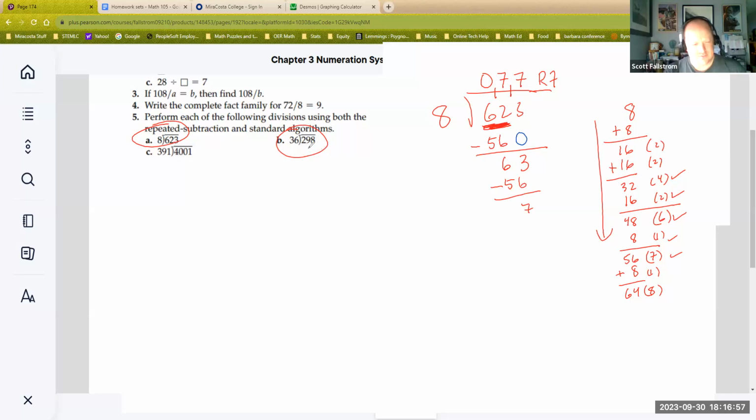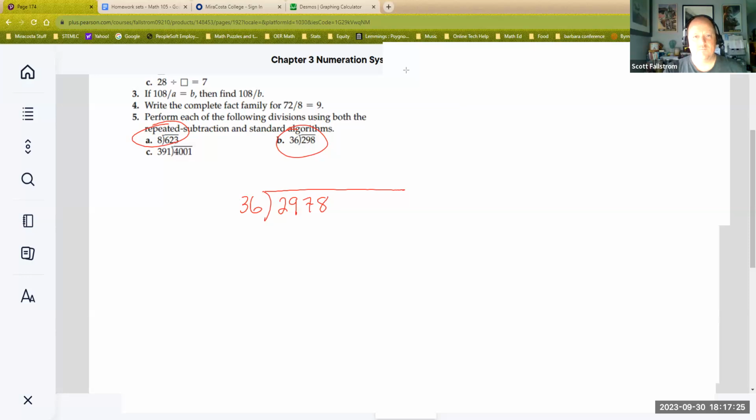Let's go to this one. This is not one I probably would have put in here, but let's go with a little bit of a bigger number then. Let's do 36 divided into, what do I want to do? 2,978. So I'm going to make this bigger. And the reason I'm making it bigger is you don't often see the reason to do something like what I just showed with the eights until you see a question where you are stuck using other methods. So we're going to highlight that now.